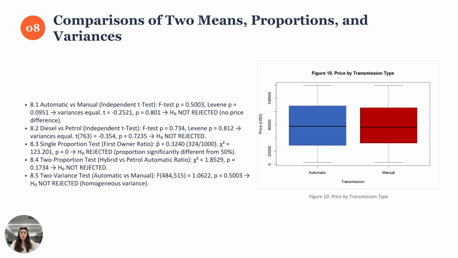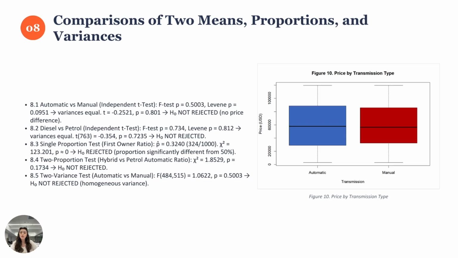Here we compare groups. Figure 10 shows price distributions for automatic and manual cars look very similar, and a t-test confirmed no significant differences. P equals 0.801. Diesel versus petrol also showed no differences, P equals 0.7235. One interesting result: only 32.4% of cars have their first owner, significantly different from 50%. So the null hypothesis is rejected there.